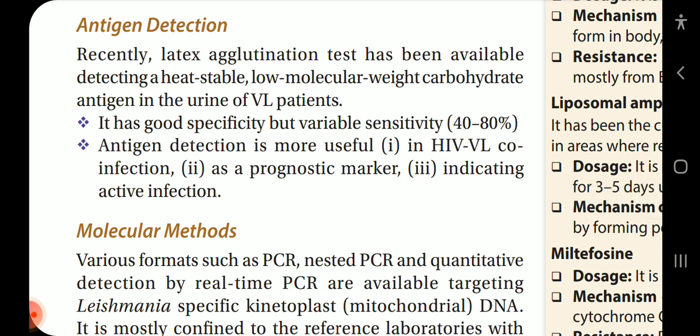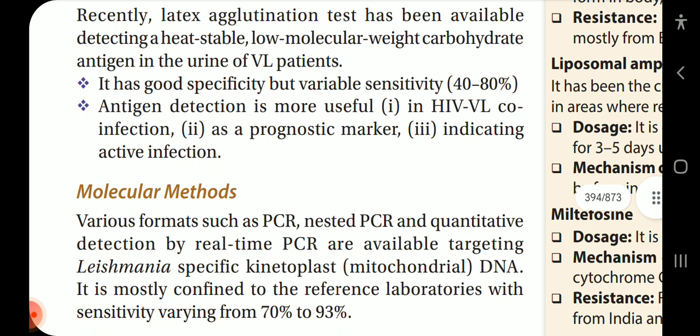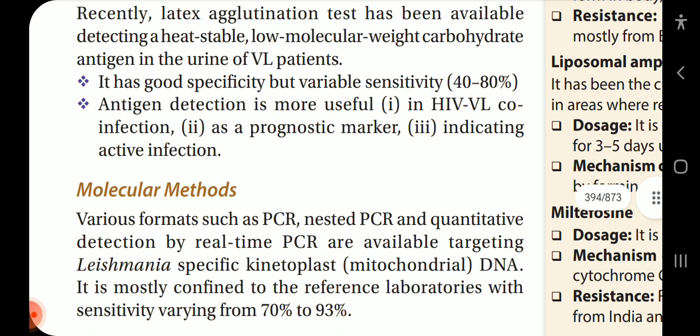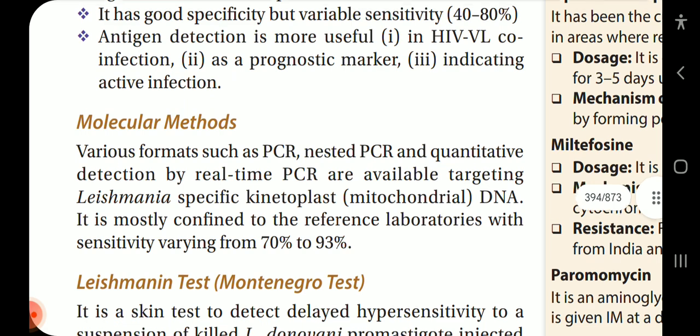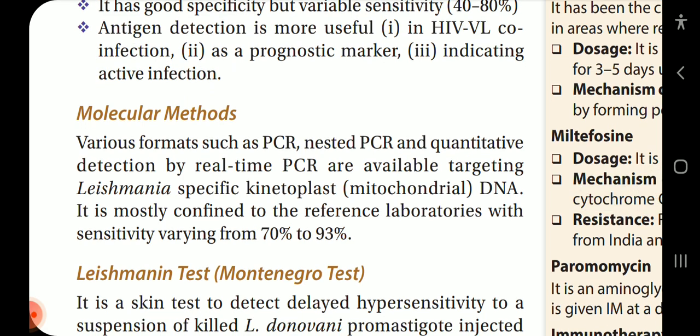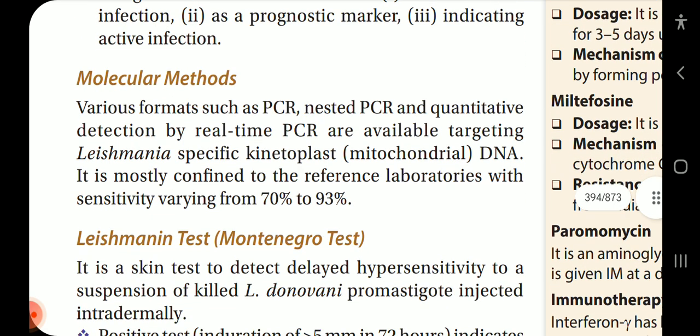Antigen detection. Recently, a latex agglutination test has become available detecting a heat-stable, low molecular weight carbohydrate antigen in the urine of VL patients. It has good specificity but variable sensitivity, 40 to 80%. Antigen detection is more useful in HIV-VL co-infection as a prognostic marker indicating active infection.